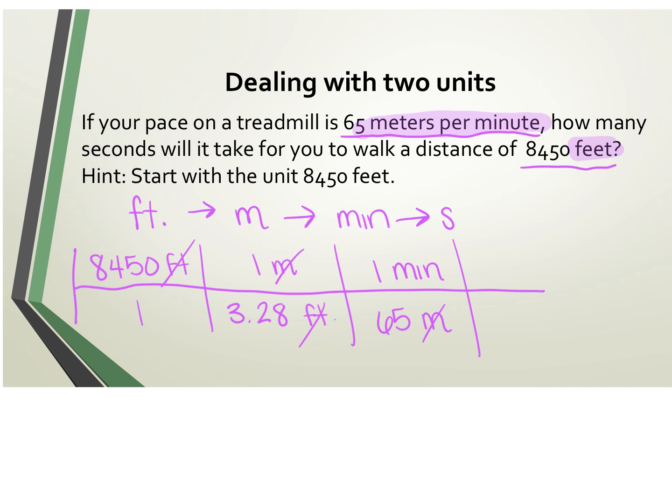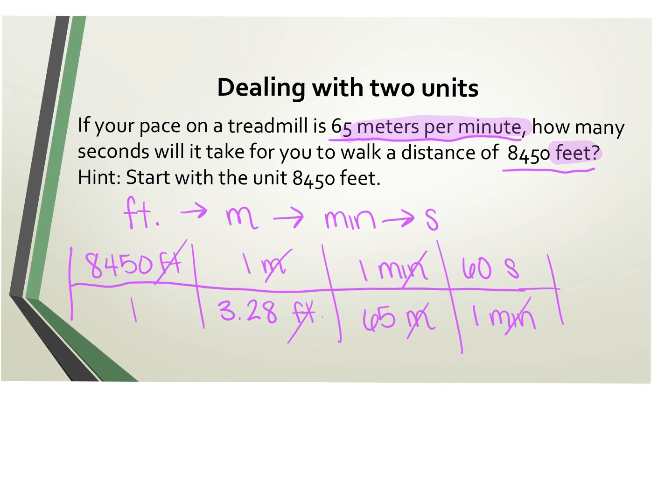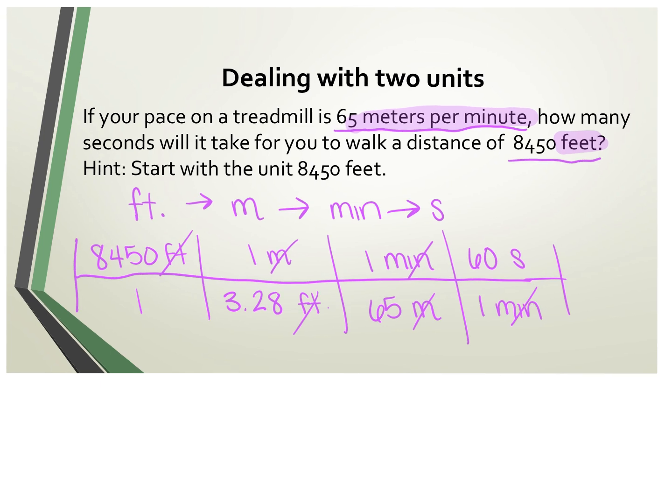And then we have to get to seconds. How many seconds are in a minute? Okay, so what has to go in the bottom box? Okay, 1 minute, 60 seconds on the top. Okay, and then we'll calculate just how we always have. So multiply the top row. So 8450 times 60.